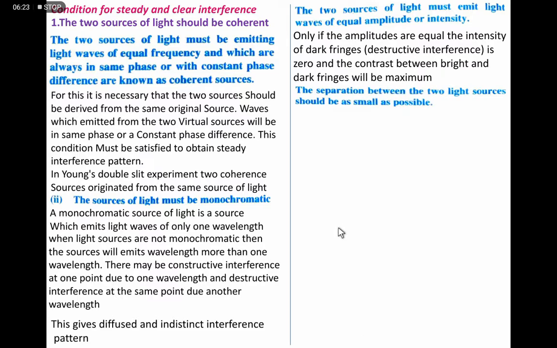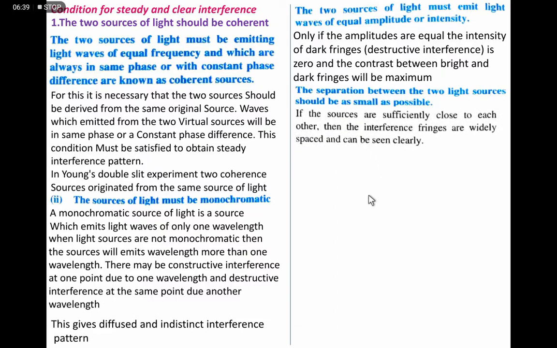The next condition is that the separation between the two light sources should be very small. The distance between the two sources should be very small. If the sources are sufficiently close to each other, then the interference fringes will be widely separated.